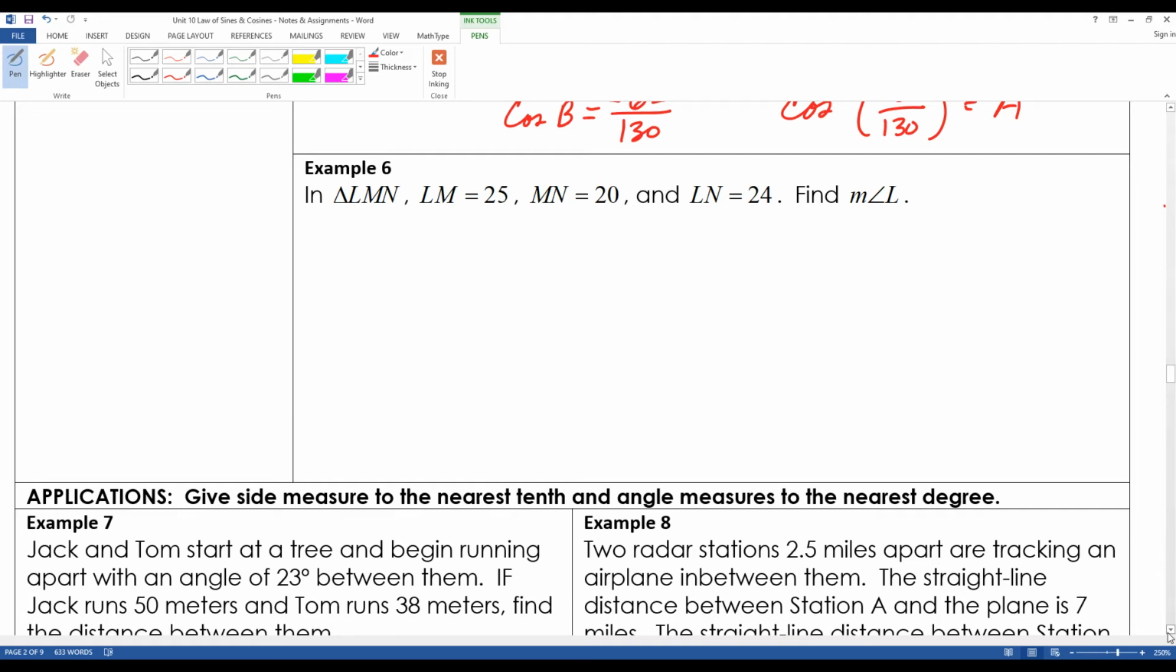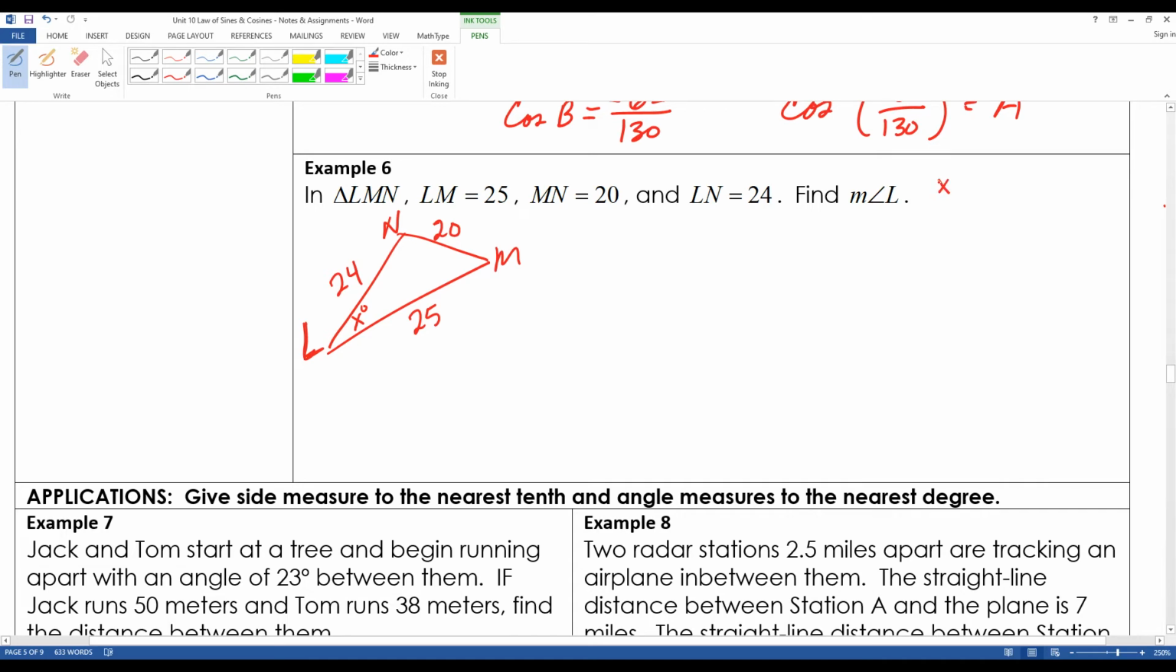So let's set up this triangle. I don't know what it looks like, so we'll just go with something like this. And we'll go L, M, N, I guess. So LM is 25, MN is 20, and LN is 24. And we want to find angle L. So I guess we can just call that X and solve for X.